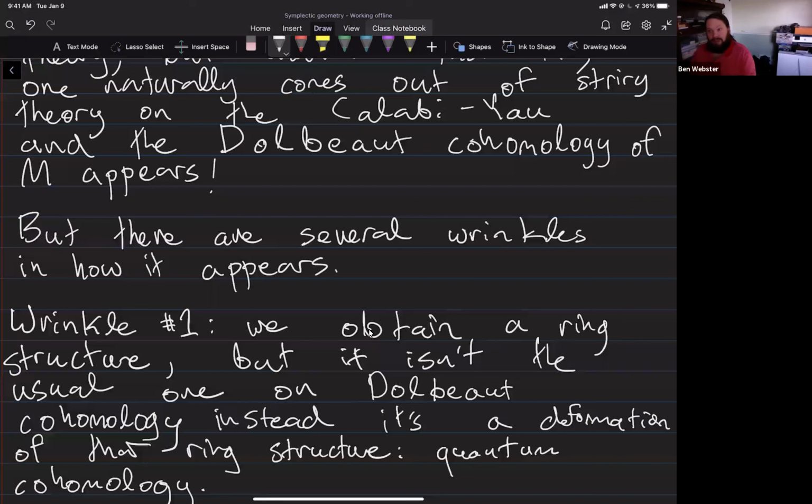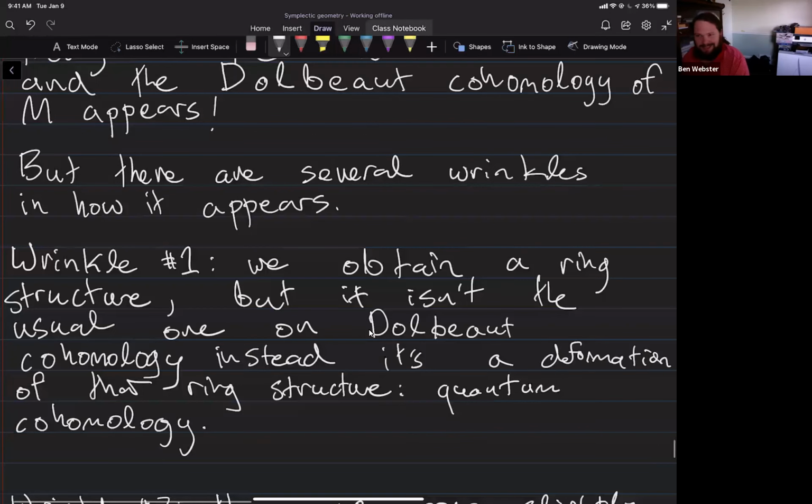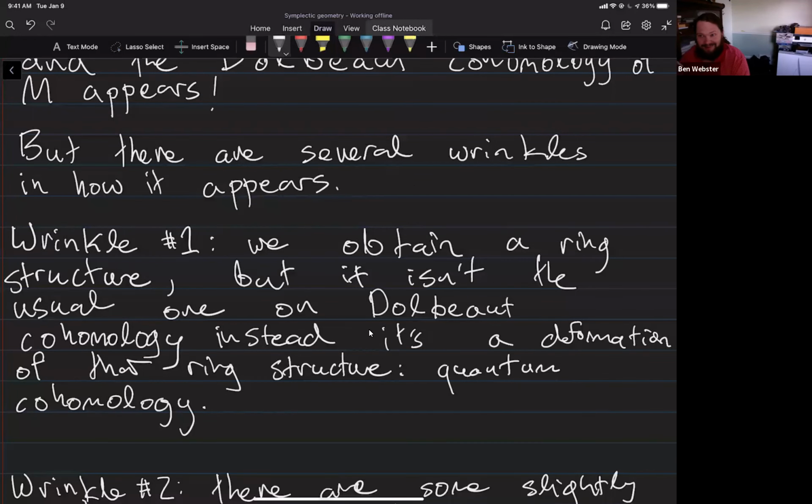It's a deformation of that ring structure called quantum cohomology. And that I think we'll maybe try to talk about next week. We'll see. So that's its own kind of interesting story, but not one we have time to discuss.